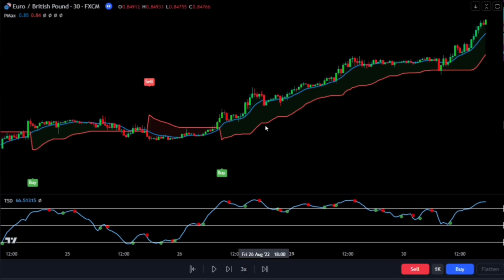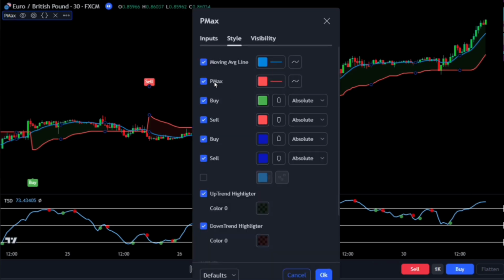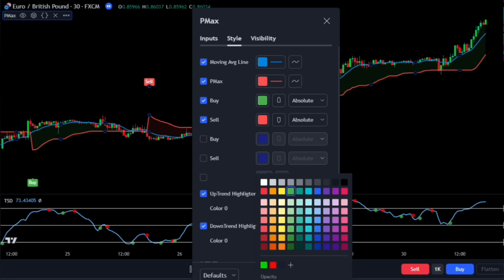After that, let's optimize the indicator by adjusting its settings. Open the Settings box and find the Style section. Uncheck these three options. You can also slightly increase the uptrend highlighter and do the same for the downtrend highlighter.